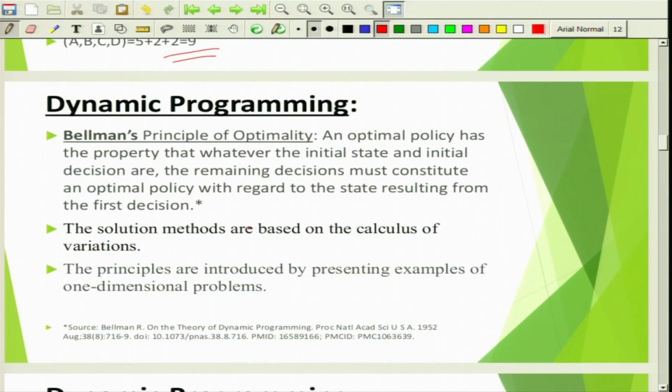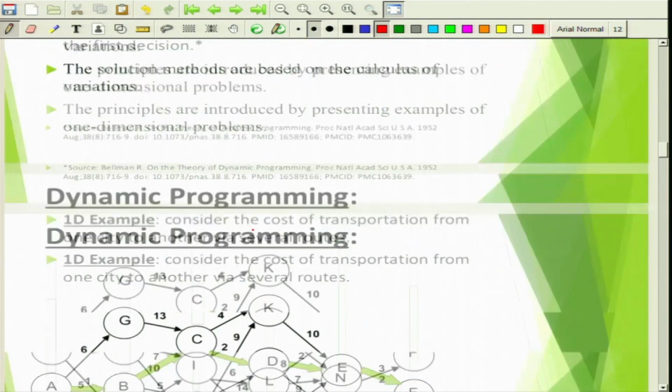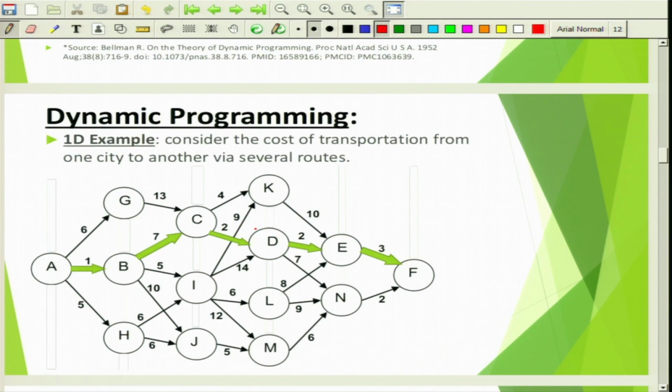Now Bellman's principle of optimality suggests an optimal policy has the property that whatever the initial state and initial decisions are, the remaining decisions must constitute an optimal policy with regard to the state resulting from the first decision. The solution methods are based on the calculus of variations, and the principles are introduced by presenting examples of one-dimensional problems. I will take an example to help you understand.